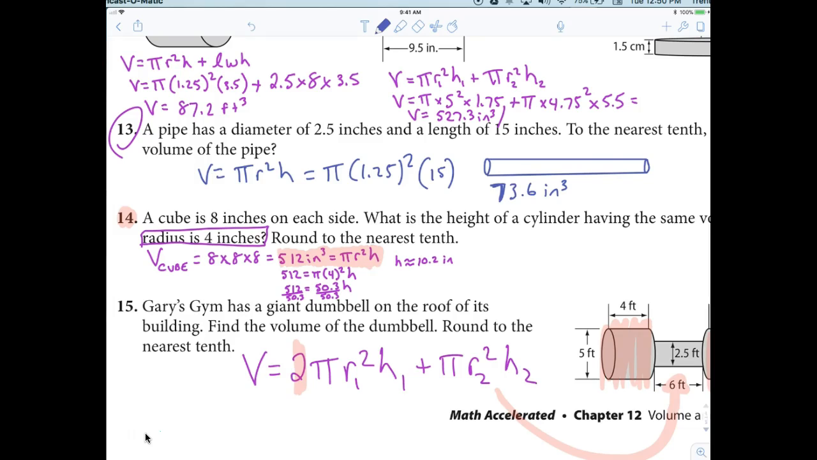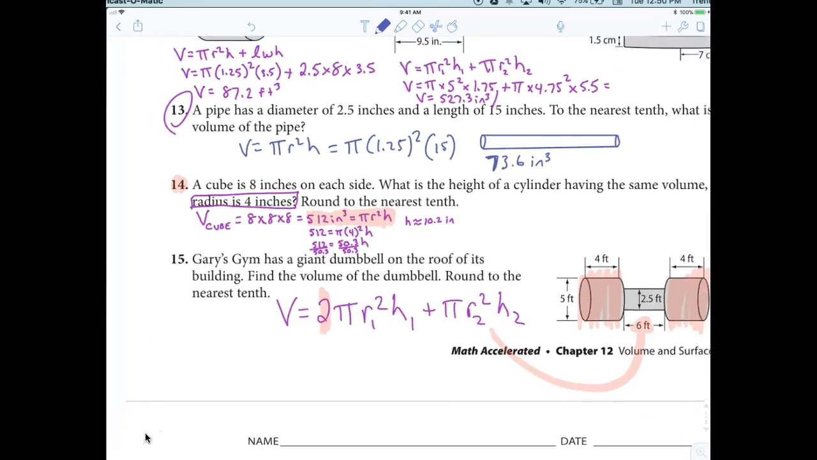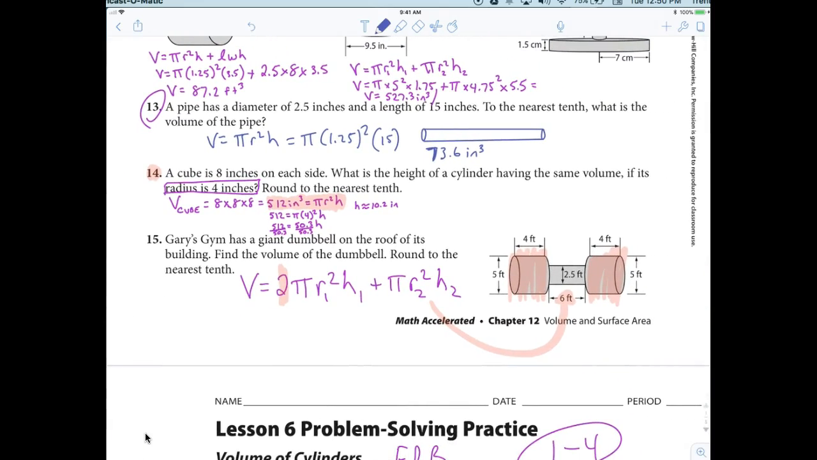I was confused on 14 because it says a cube is 8 inches on each side, so would that be... Okay, so now look again. I really want you to listen to me on 14. Please listen. There's a couple problems I think are super important because I think it tells me whether or not you understand what we're doing.